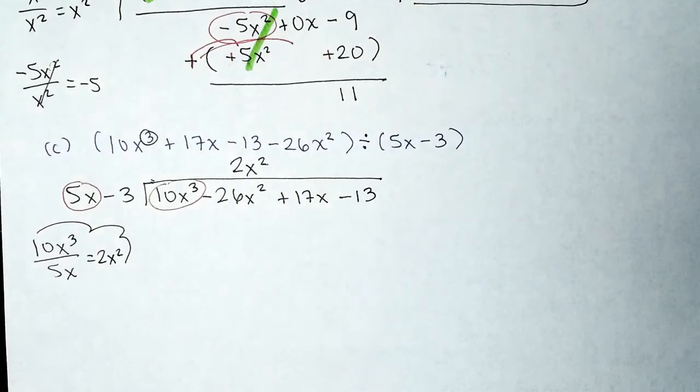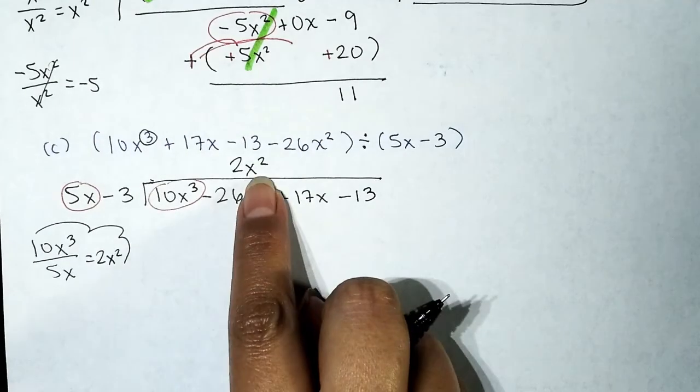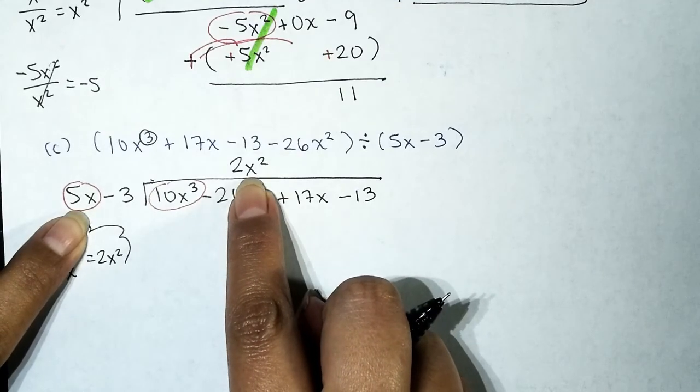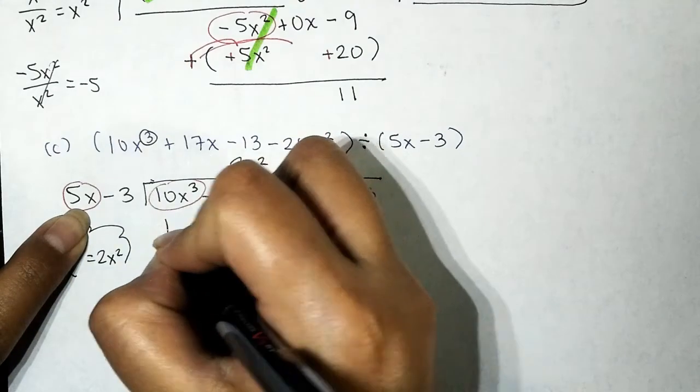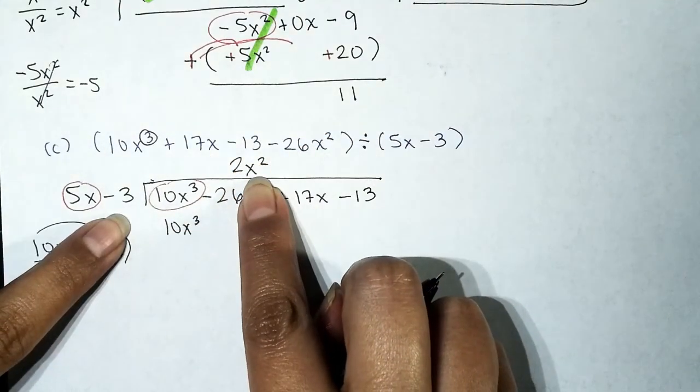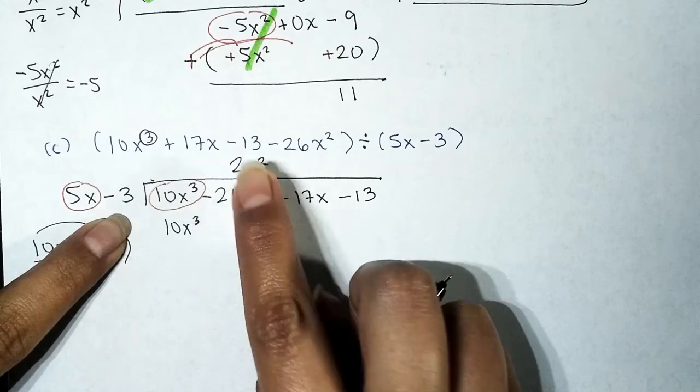Steps for long division: divide, multiply, subtract. Let's go ahead and multiply. Move your fingers. 2x squared times 5x will give you 10x cubed. 2x squared times negative 3 will give you negative 6x squared.